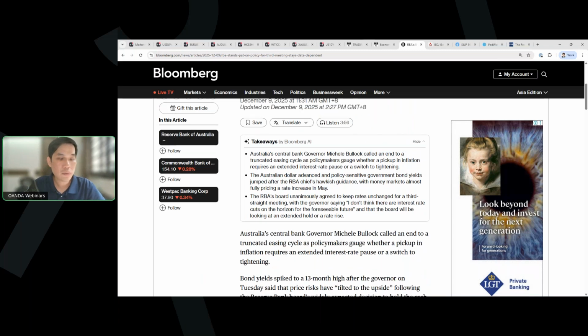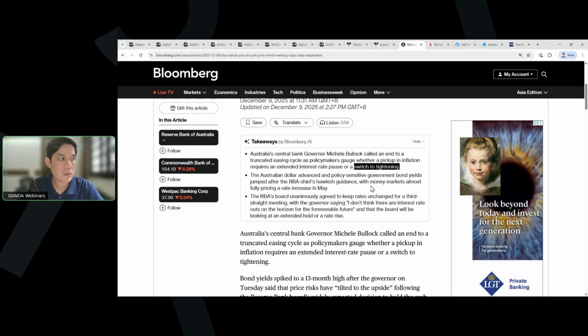During the press conference, she called an end to a truncated easing cycle. That is potentially more or less the nail in the coffin that the current interest rate cut cycle by the RBA has ended, and policymakers right now are gauging whether a pickup in inflation requires an extended interest rate pause or even a switch to tightening.